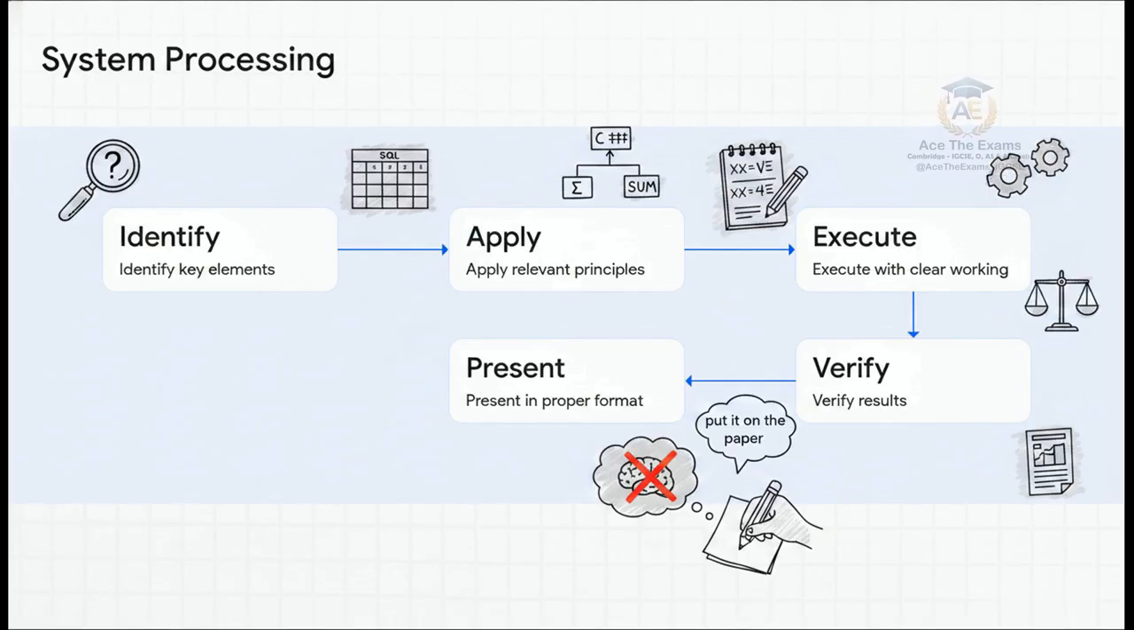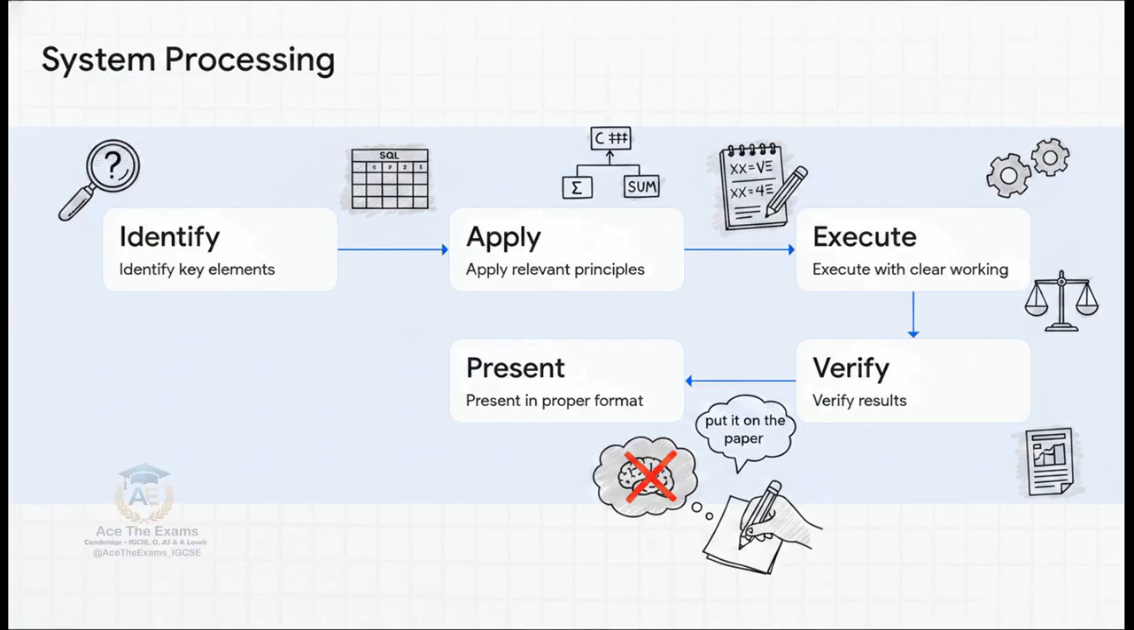Step 1, identify the key elements of the question. What is the command word actually asking? Step 2, apply the relevant principles. Decide logically if you need a count, a sum, or an AVG based on the context. Step 3, execute your analysis with crystal clear working. Step 4, verify your results against the constraints of the system. And Step 5, present them in the appropriate format.